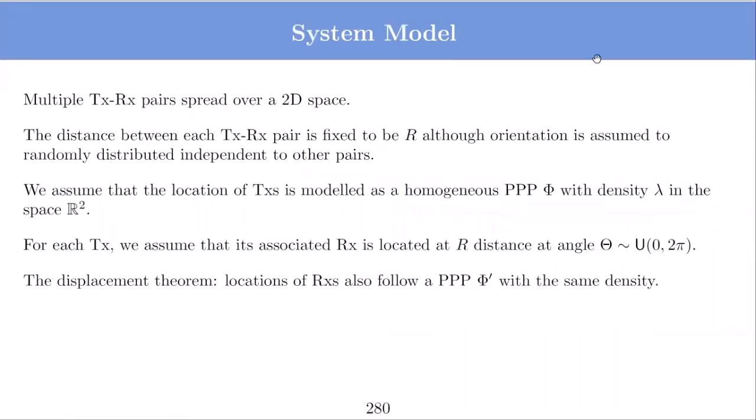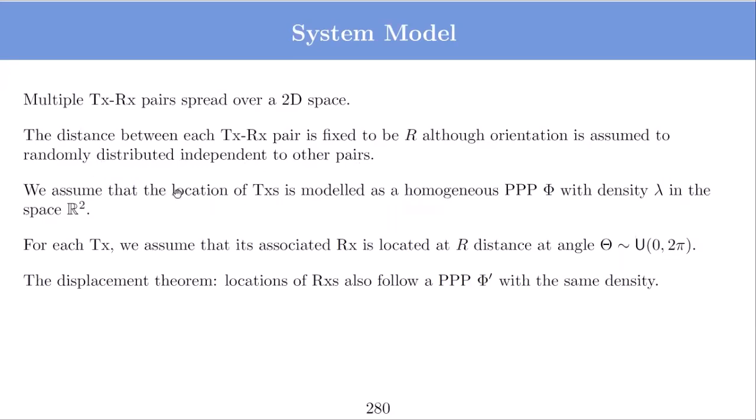So what system model are we going to use here? We assume multiple transmitter-receiver pairs are spread over a two-dimensional space. The distance between each transmitter and its receiver is fixed at r, although the orientation is assumed to be randomly distributed, independent of other pairs. I'm just assuming r is fixed, but you can change r to be a random variable, and that is not going to change the calculation a lot. The math approach will be similar.